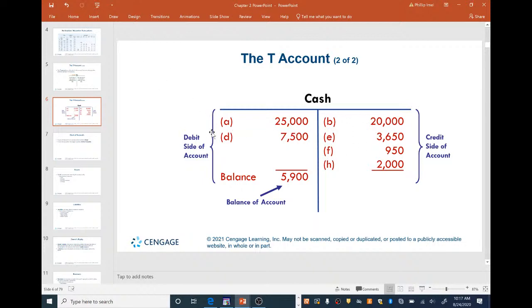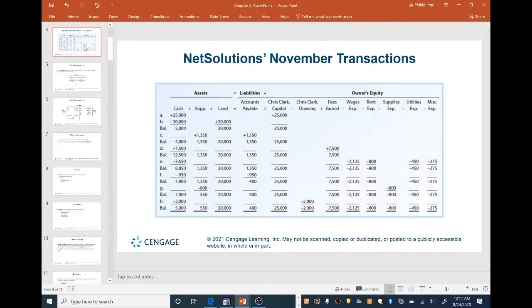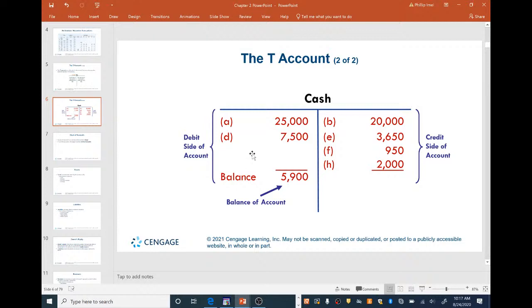These are just, once again, transaction D, that's $7,500. You can see here transaction D, $7,500. Cash increased as well as that was relative to fees earned, so the equity increased. But recall, we're only analyzing the account of cash in the T account, so it increased by $7,500. Let's go back to our T account.